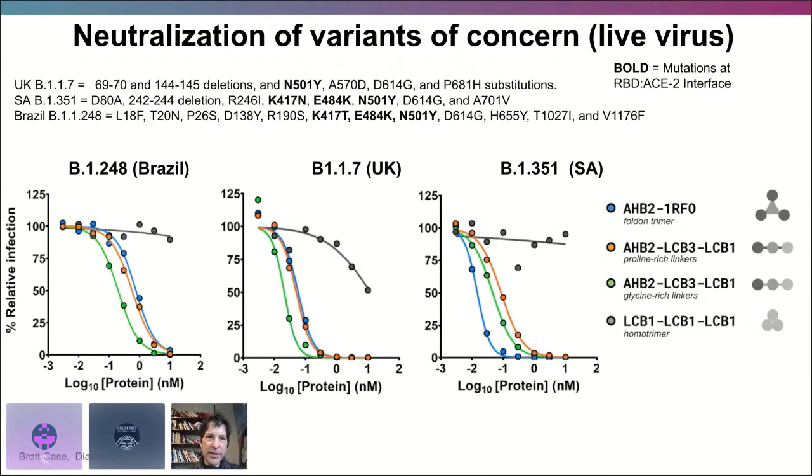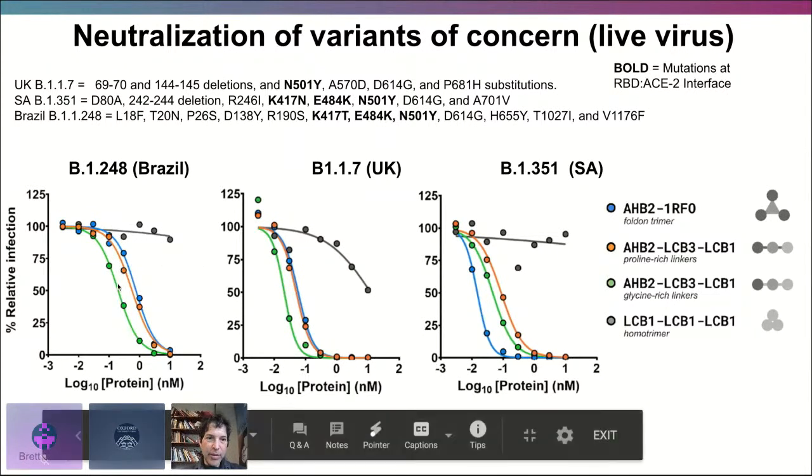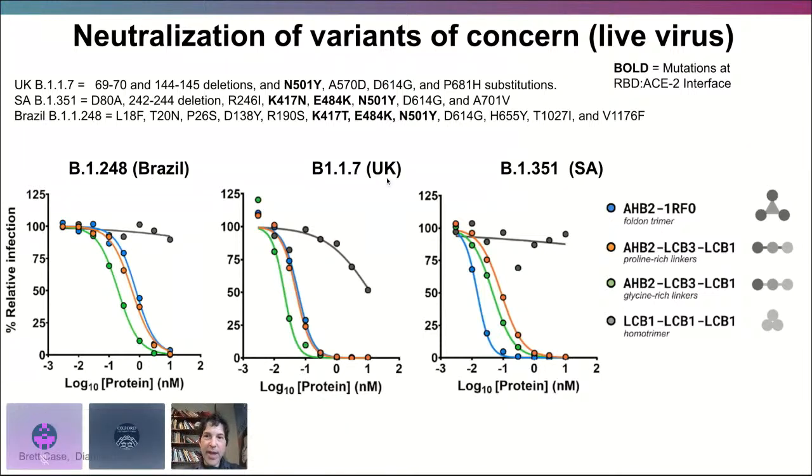So these are multi-chain versions. Here's one where we have a trimerized version of one of the binders, and here's one where we have three different binding domains linked by short linkers. You can see these are very potently neutralizing the Brazil, UK, and South Africa strains of the virus. So when we make these multivalent versions, they're basically able to neutralize everything that we have been able to throw at them. We have data showing that this top one here neutralizes the South Africa virus in animals as well. So these compounds are very potent.